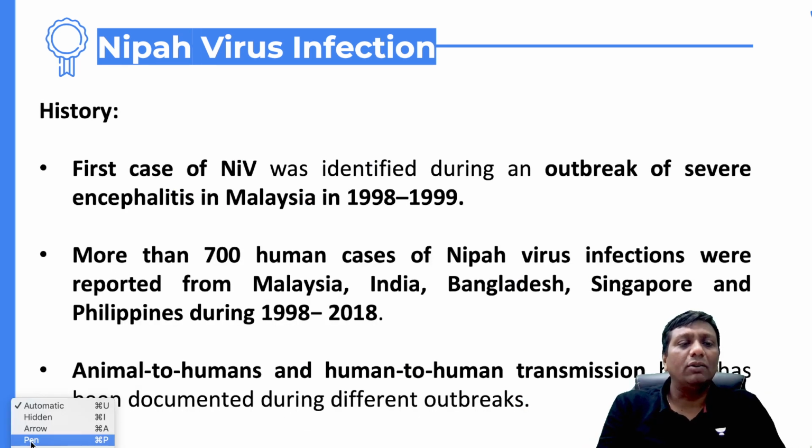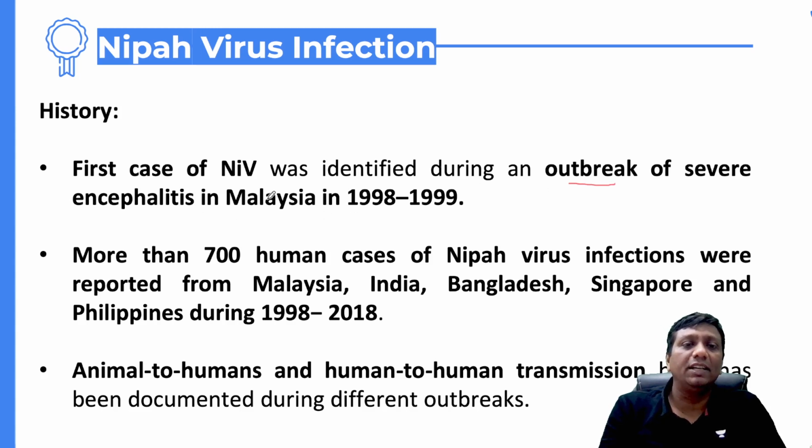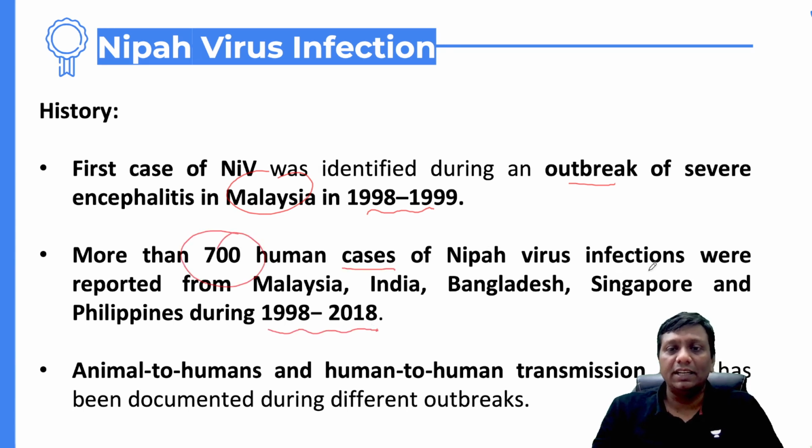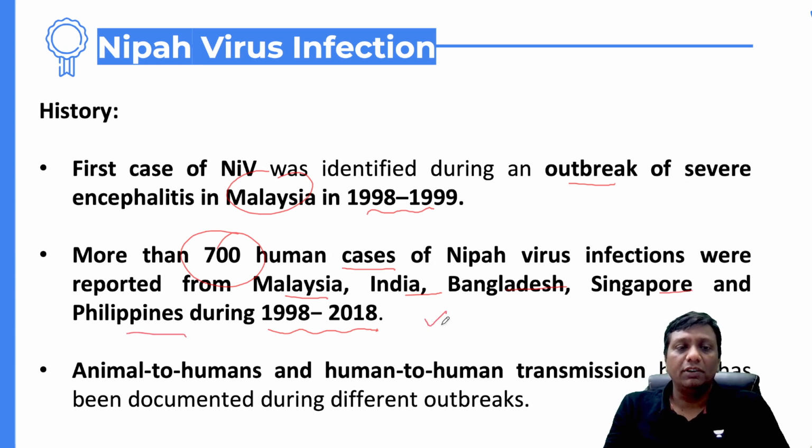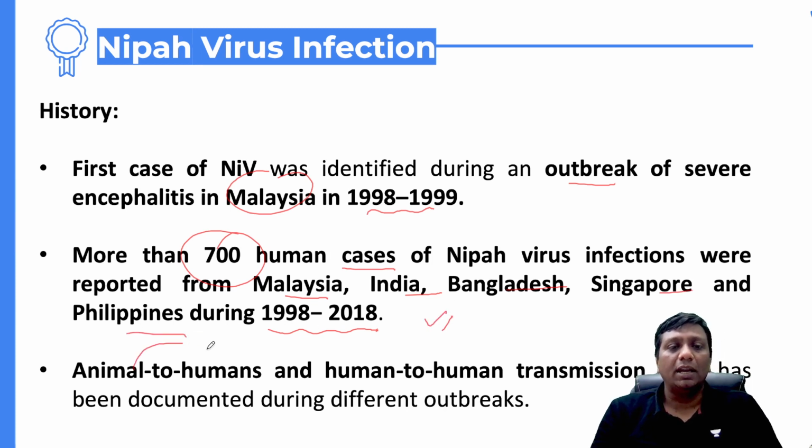If you go into the historical background of Nipah virus, the first outbreak of Nipah virus was identified in Malaysia during 1998-1999. From 1998 to 2018, a total of 700 human cases were identified in many areas of Malaysia, India, Bangladesh, Singapore, Philippines. Here it was reported that this disease transferred from animal to human. I told you in the beginning it is a zoonotic disease, and then human to human transmission happened.